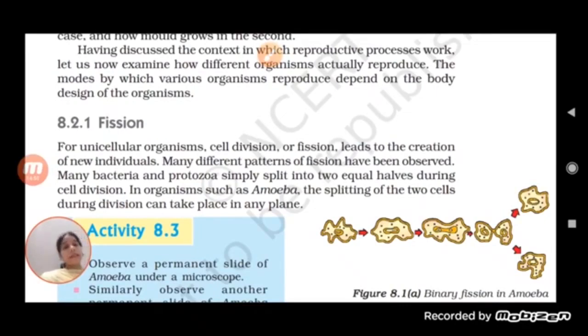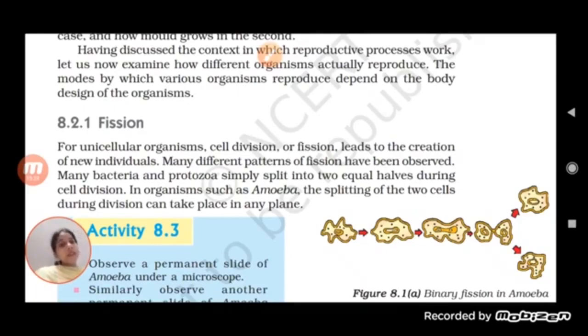Let us try to understand. Fission means what? Breakdown. It means that when a unicellular organism splits or divides to form two new organisms, or more than two new organisms, the process is called fission. In Hindi, this is the breakdown only. So splitting of the body into two or more is called fission.